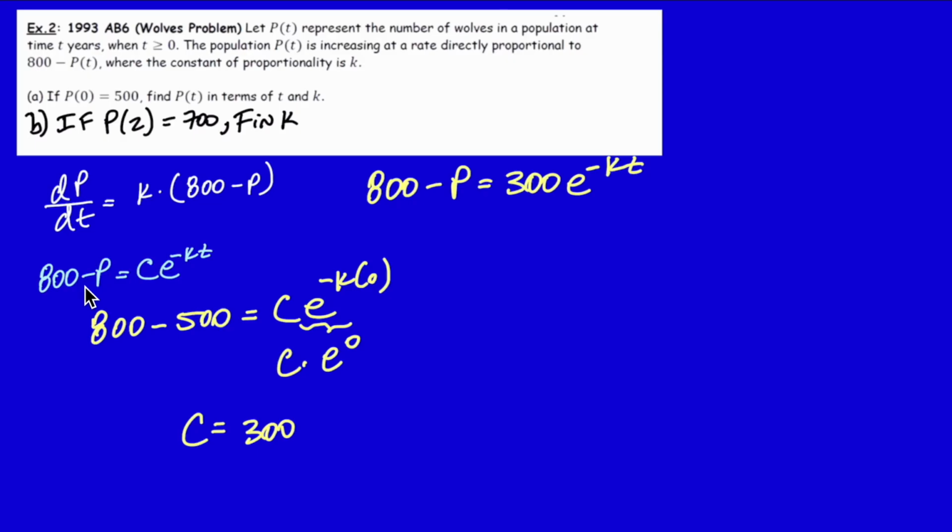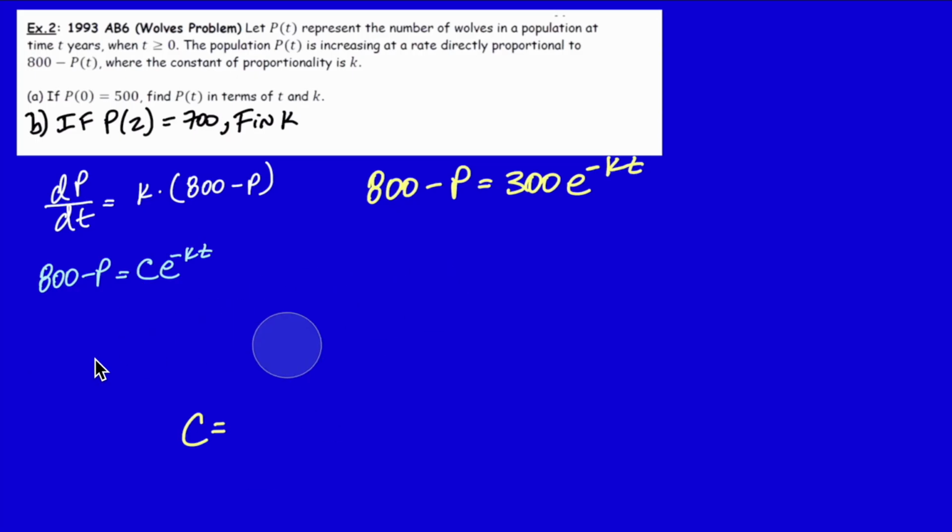Now, folks, for some reason, if you don't plug in here now, you're going to get a different c value if you try to solve for p and multiply through by that negative. Let me show you what I mean. So again, to repeat, if you have the negative in front of the p, go ahead and plug in now to get your c value. Do not do the following.